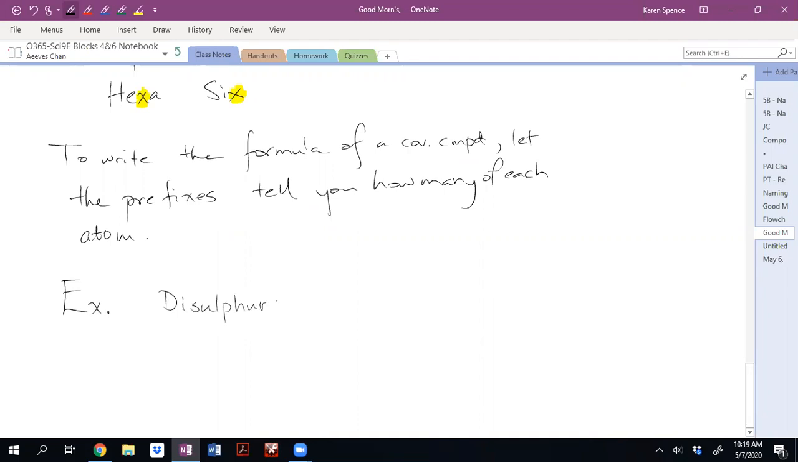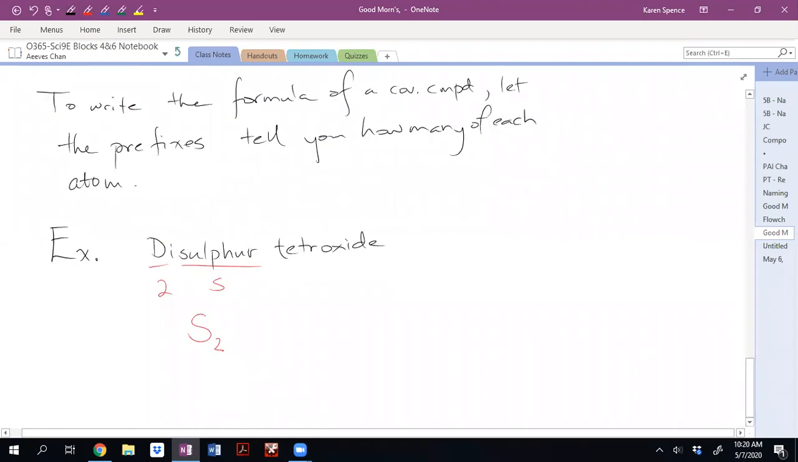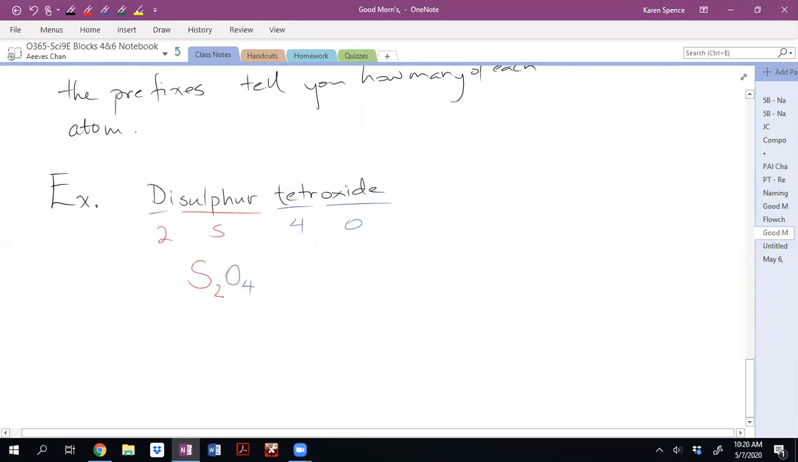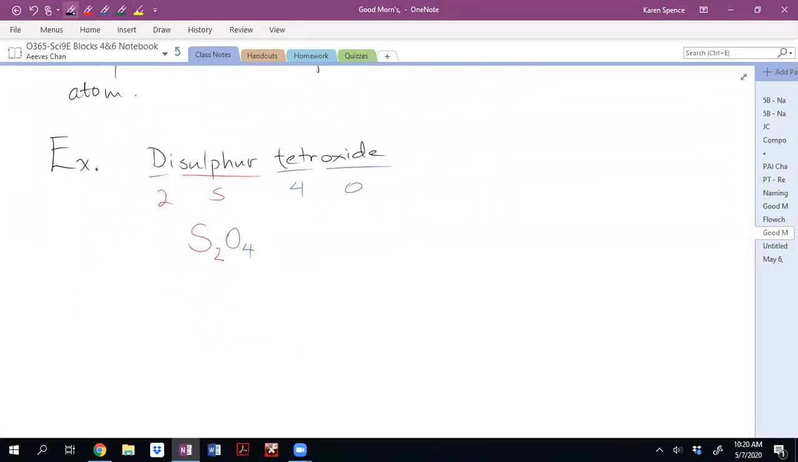Disulfur tetroxide. Okay, disulfur means I have 2 sulfur. So I'm going to write S2. Tetroxide, 4 oxides. So I'm going to write O4. And that's it. It doesn't get much easier than that, right? That's why we kind of leave this one till the end. It's nice to end with something that's not too complicated.